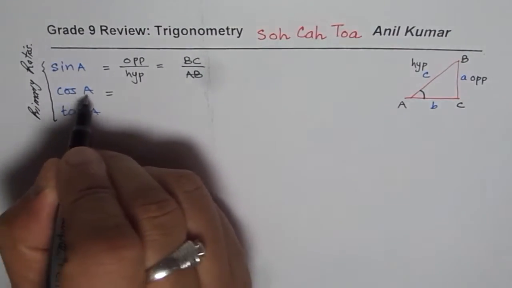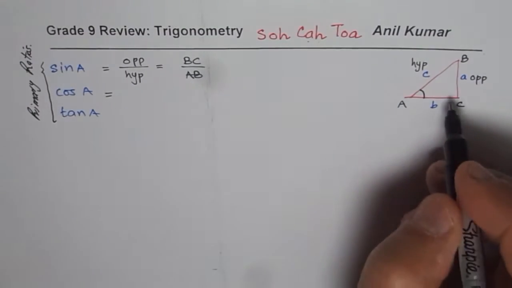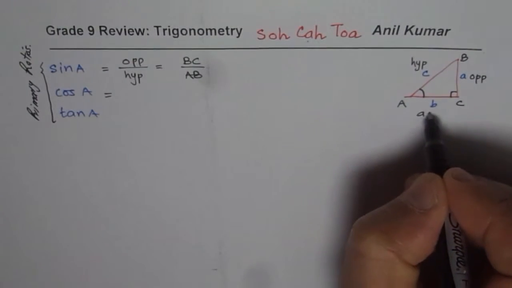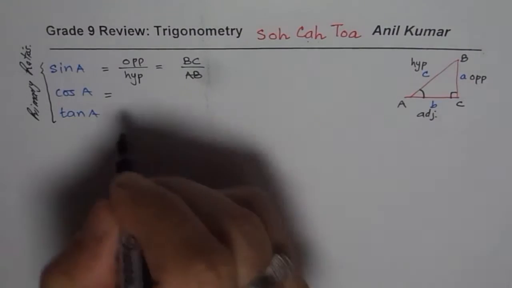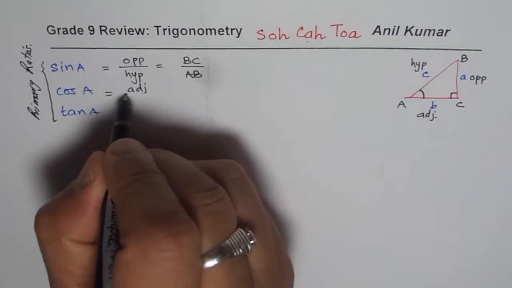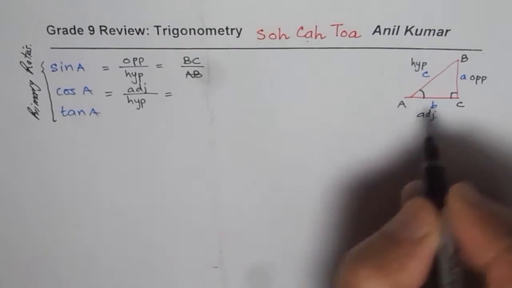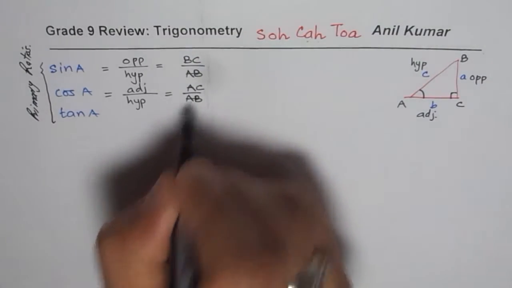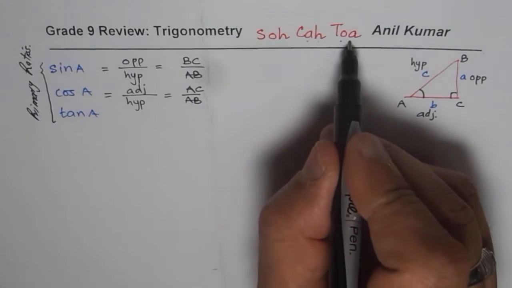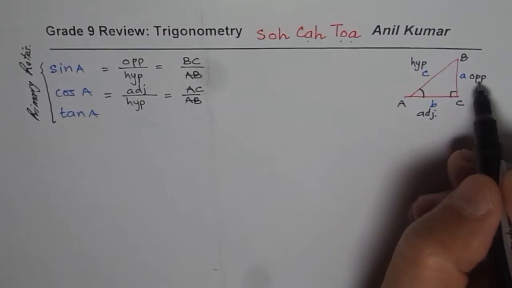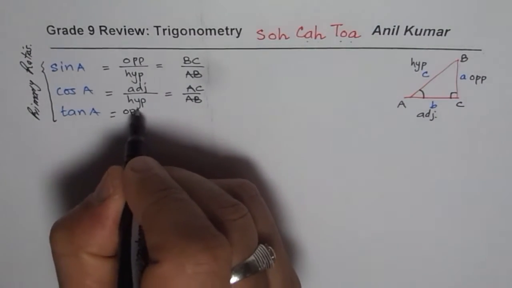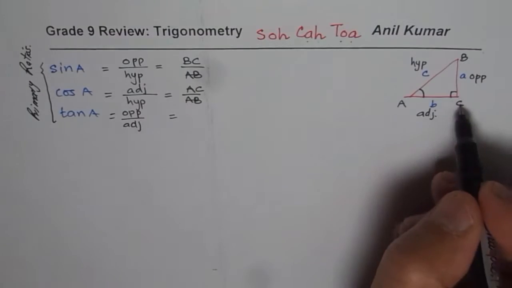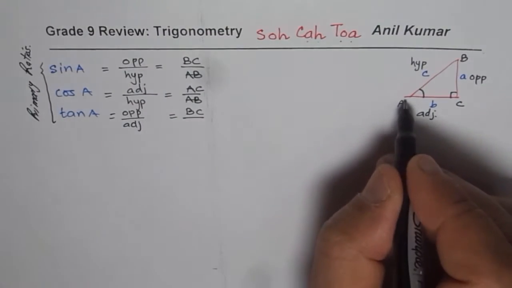Similarly, I can write cos A. Cos is adjacent side over hypotenuse. Adjacent means adjacent to the angle and the 90 degrees. So this is the adjacent side, right? So I'll write ADJ over hypotenuse, and that equals AC over the hypotenuse AB. Tan A is opposite over adjacent. The side opposite to angle A is BC. So in our case, tan A will be BC over AC.